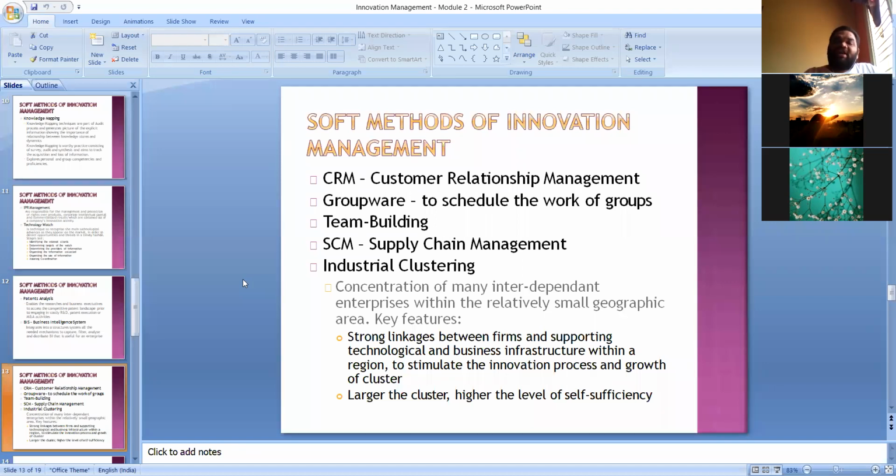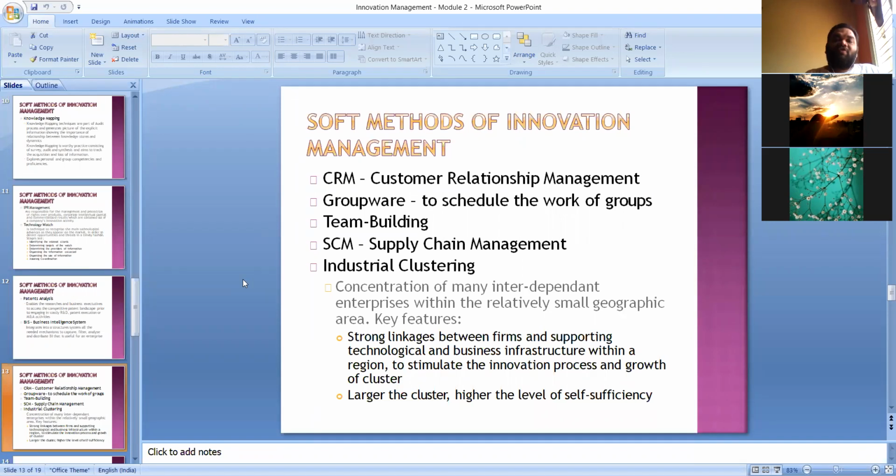Next, the larger the cluster, the higher the level of self sufficiency. If you see in industrial clustering, the larger the cluster, the larger the dependency, the larger the group of industries depend on each other, the higher the level of self sufficiency. What do you mean by self sufficiency? The self survival will be strong. So the larger the cluster, the higher the level of self sufficiency.